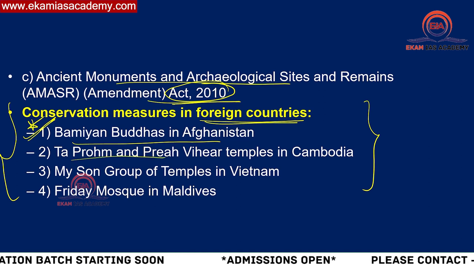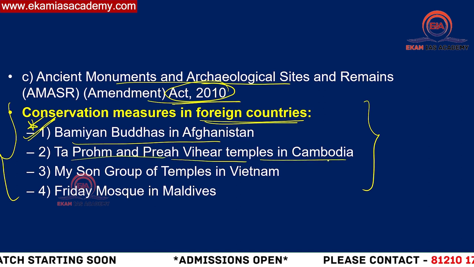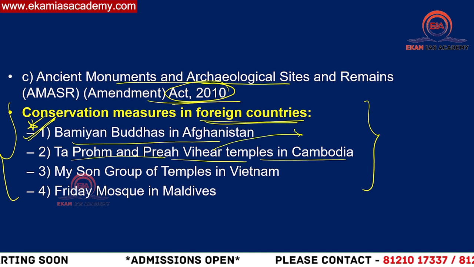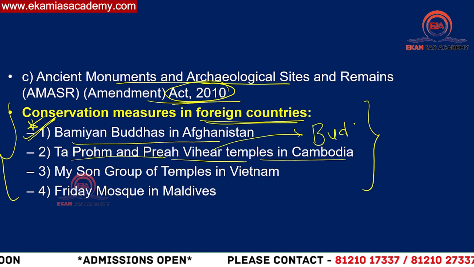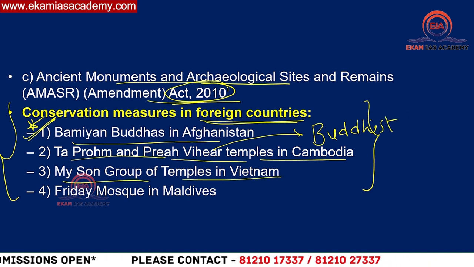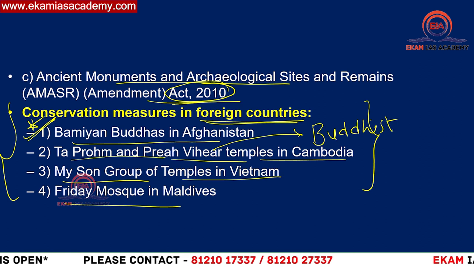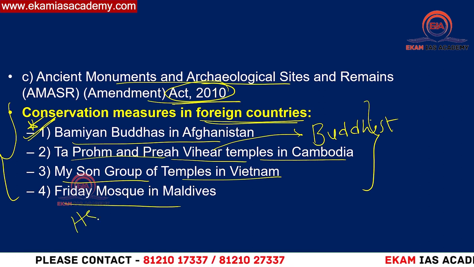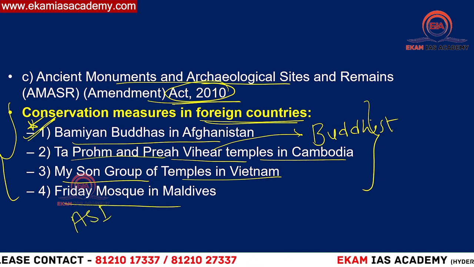And then we have the Ta Prohm or Preah Vihear temples in Cambodia. This is nothing but Viharas type of thing only. It is associated with Buddhists. So this is one main thing you need to remember. Then the My Son group of temples in Vietnam. Then the Friday Mosque in Maldives. With respect to these also, the Archaeological Survey of India is conserving these outside Indian territory.